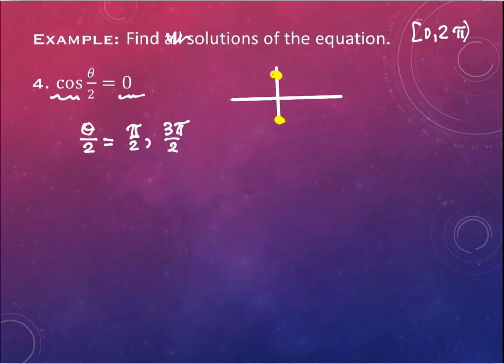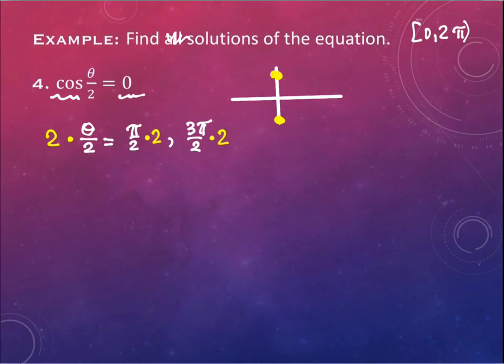Okay. We're not going to divide by 2. We're actually going to multiply. So our goal is to get theta alone, right? We want to solve this for theta. And so right now that theta is being divided by 2, so we're going to multiply by 2. And we're going to simply do that to every value that we have here.